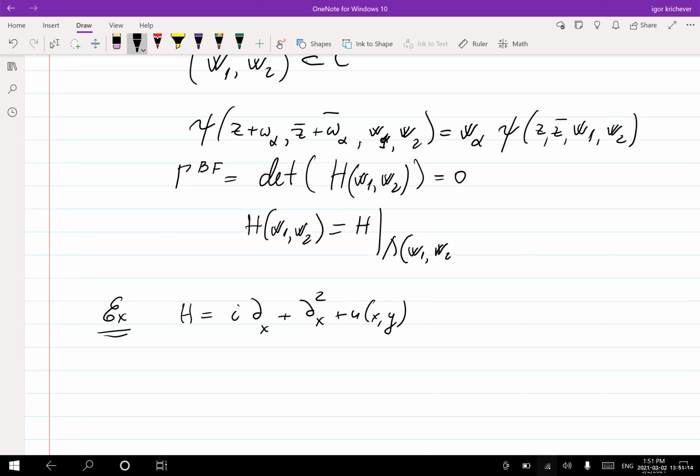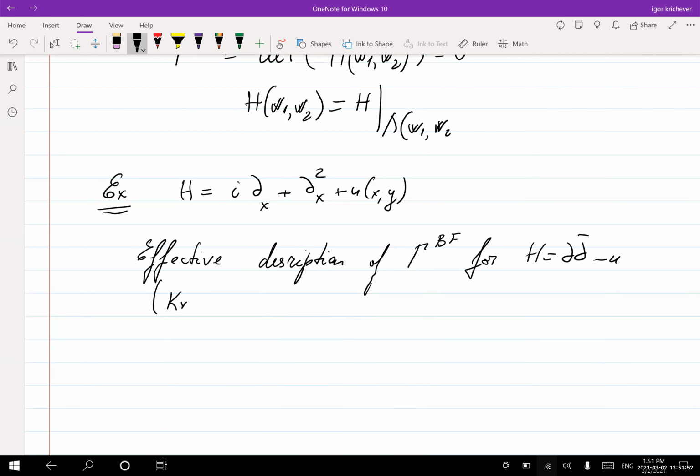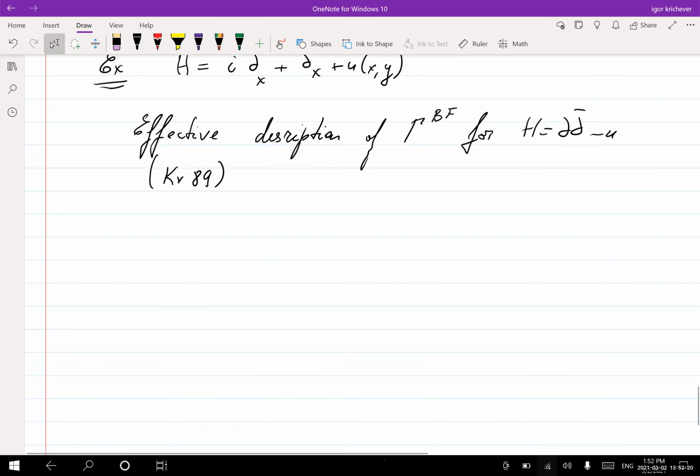Luckily, the existence of the Bloch-Floquet set, I proved it, and an effective description of gamma for H, which is a Schrödinger operator, was obtained in, I believe, 89. I need, for further use, some instructive example to describe how the Bloch-Floquet set looks for a Schrödinger operator.